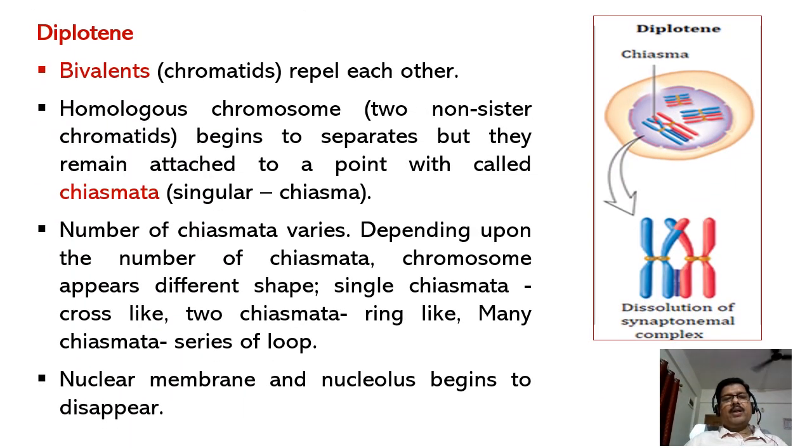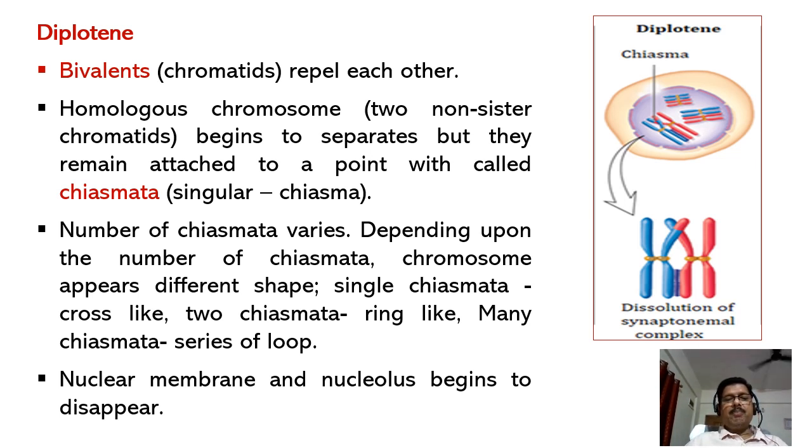Diplotene. In this stage, the bivalents, that is the chromatids, repel each other. Homologous chromosomes begin to separate, but separation is not complete. They remain attached at points with knot-like structures called chiasmata. The number of chiasmata varies.